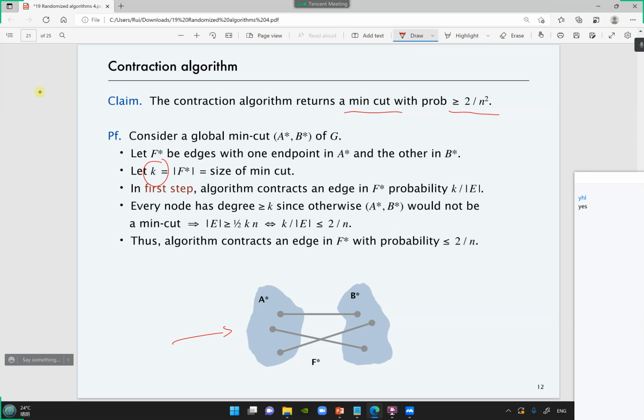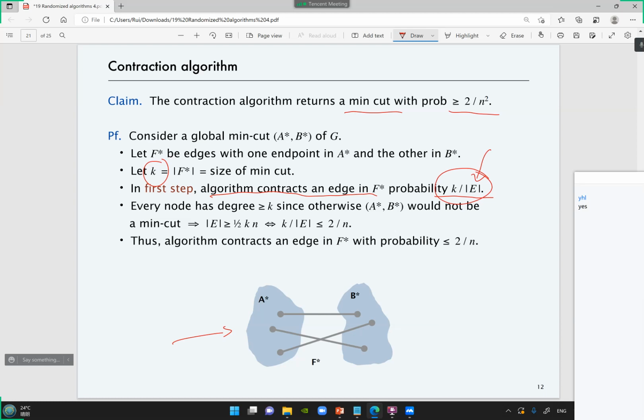Well, the probability is simply that if you have E edges in the graph, then since F has size k, the probability you do contract one of these F edges is going to be k divided by the number of edges. So this is bad, right? We don't want to contract one of these edges, and this happens with k divided by E probability. Now the question is, what is E, the number of edges? How large is E? Because we want to bound this overall probability.